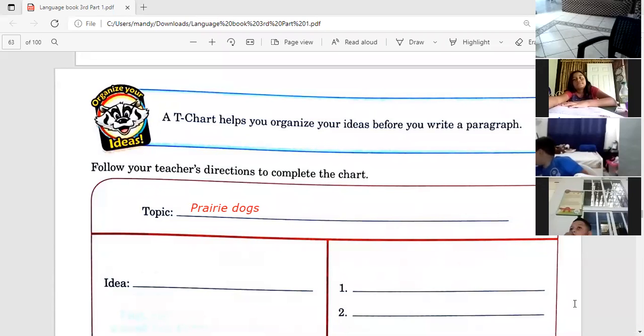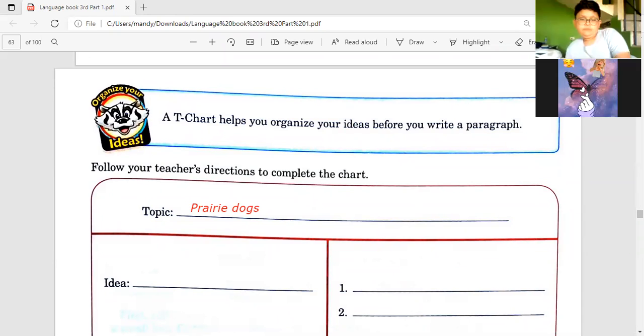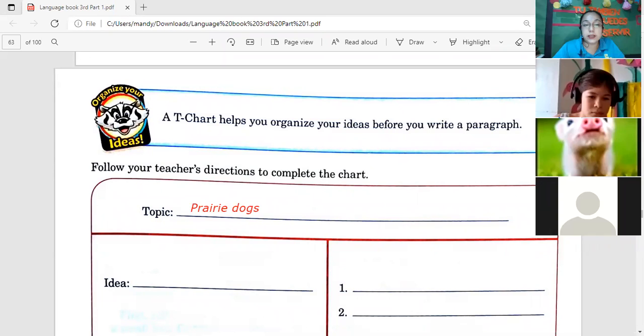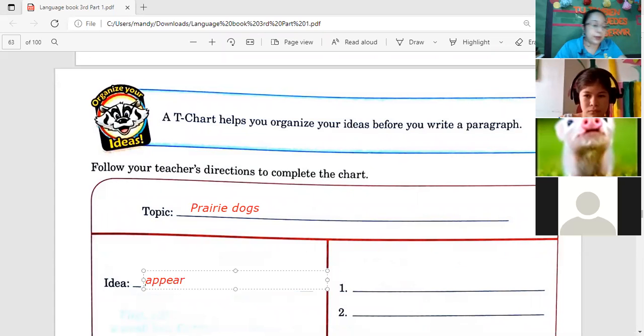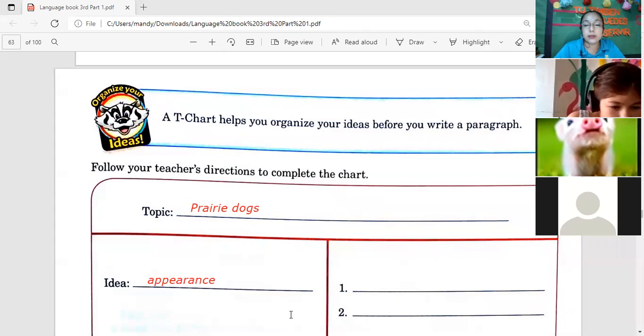Page 63. Let's see. Prairie dog. What is the main idea that we use of prairie dog? In that case, we use the first idea, that is the appearance. That means a description about the body. What is the appearance of a prairie dog?